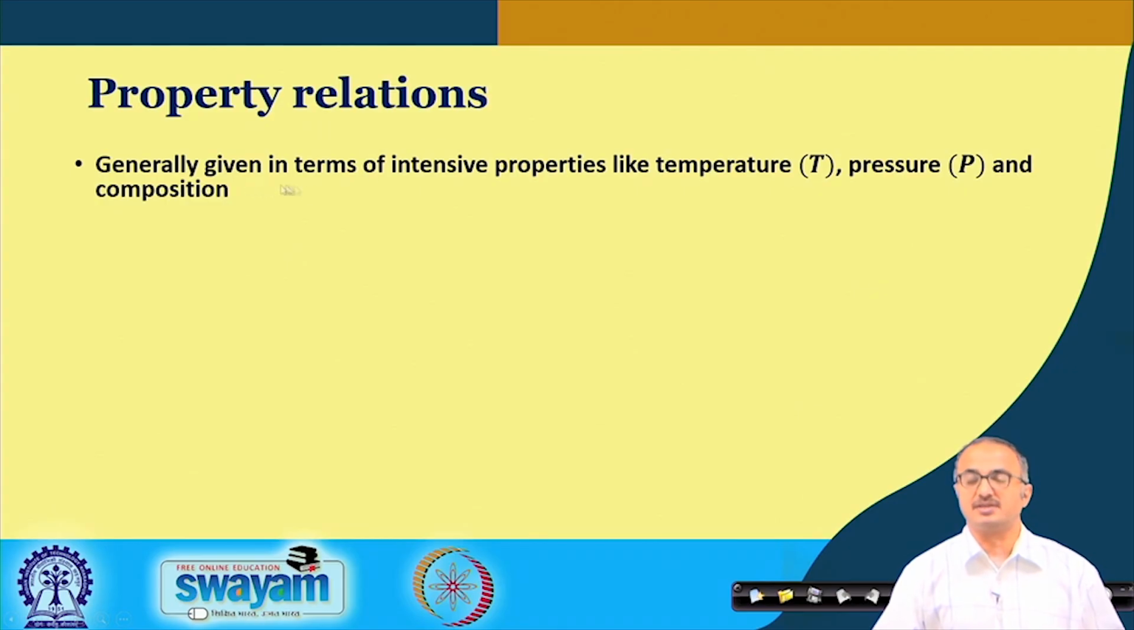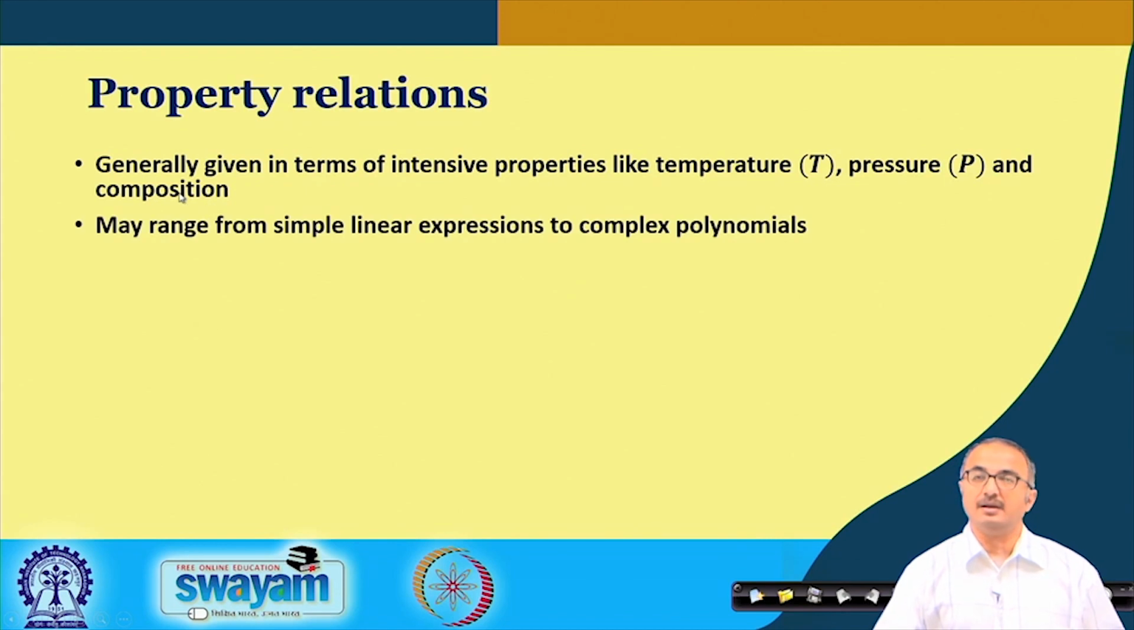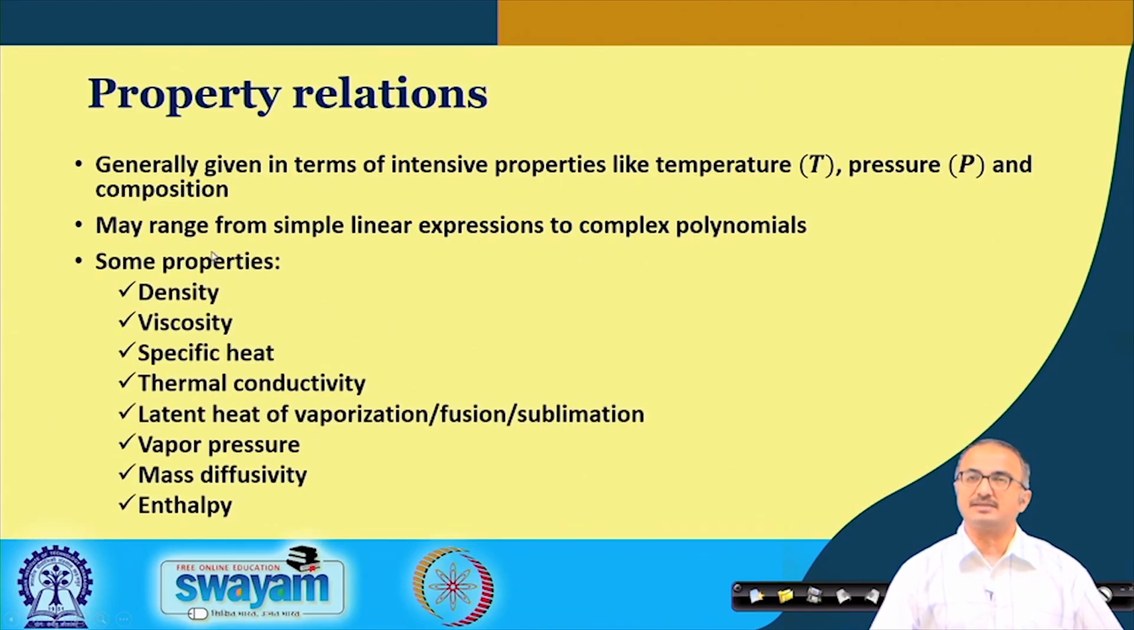Generally, these property relations are given in terms of the intensive properties like temperature, pressure, and composition. And these relationships may be very simple expressions in a linear form, or they may be some very complex polynomial. Okay? And these are some of the representative properties for which we need these relationships, and which we generally encounter in our mass, momentum, and energy balance equations.